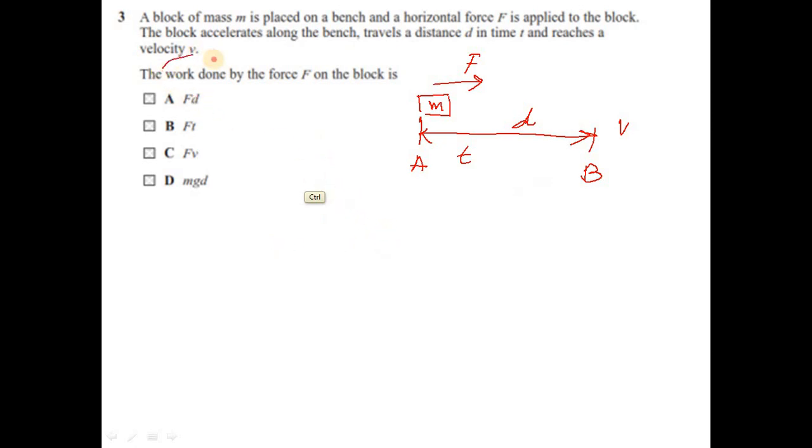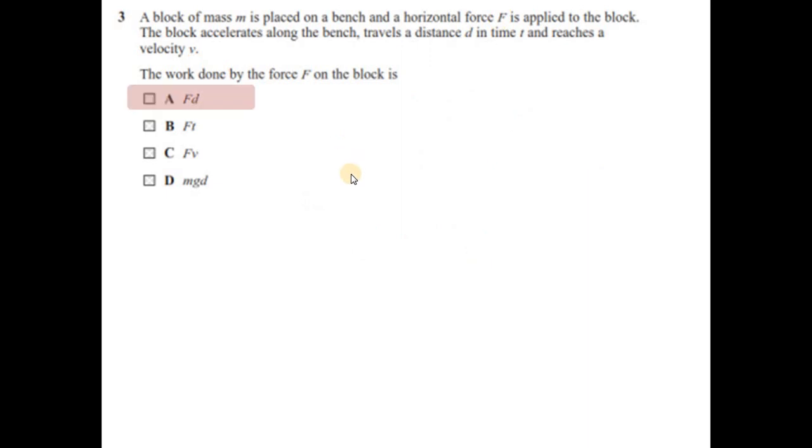and they are asking you to find the work done. If you see, the definition of work is W is equal to force into distance, F and d. So you don't need to involve v and time because F and distance are already given. So your option must be A. Question number 3, option is A.